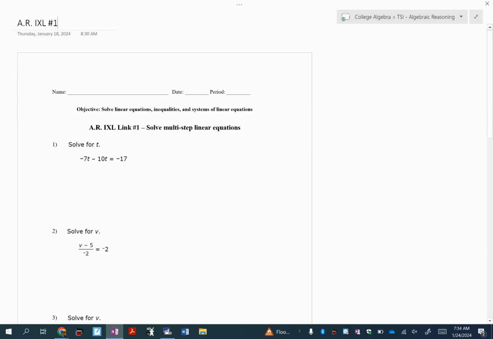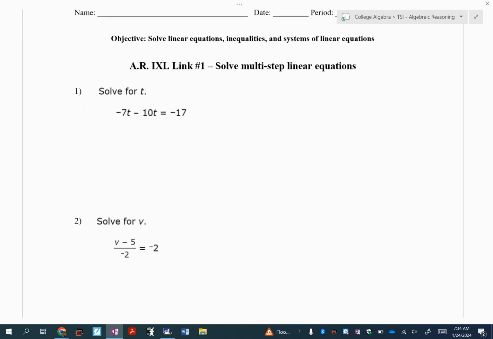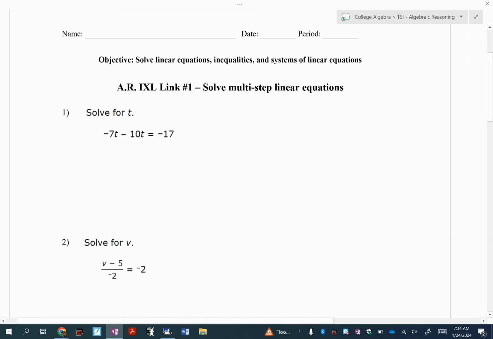Remember, we're only doing a few examples together, and then once we're finished, I'm going to give you guys some time to work on it on your own before we come back together to do our second link for today. So we're going to be solving linear equations, inequalities, and systems today.